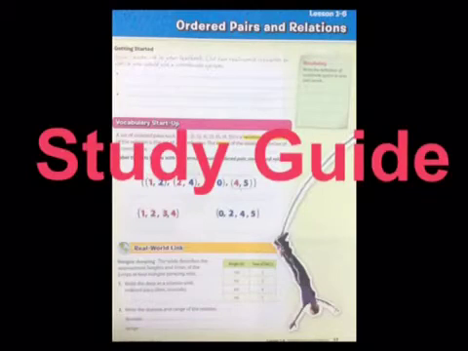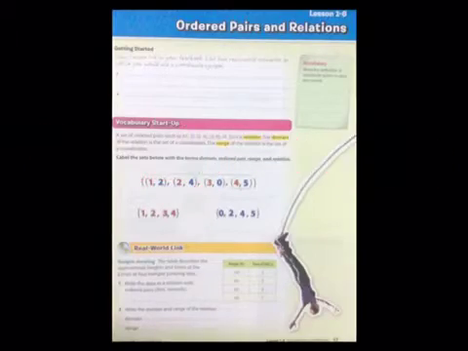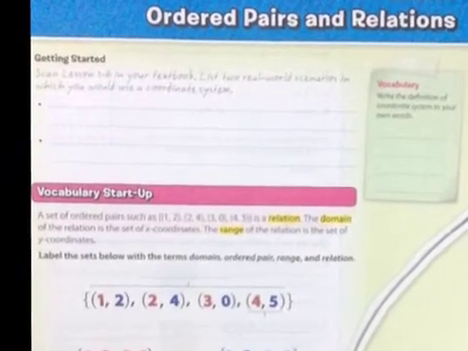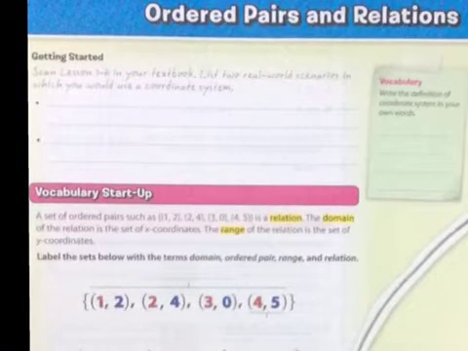Okay, boys and girls, now we're going to look at the study guide, page 17. You will need your study guide, lesson 1-6. So let's zoom in. There we go. Okay, so scan lessons 1-6 in your textbook, like we did today in class. List two real-world scenarios in which you would use a coordinate system.